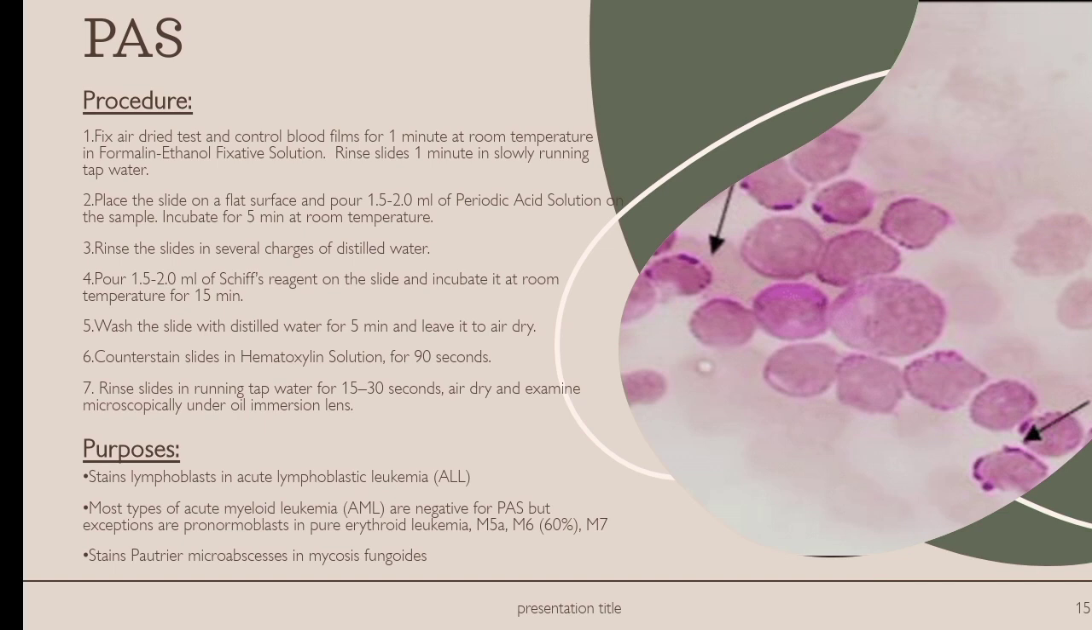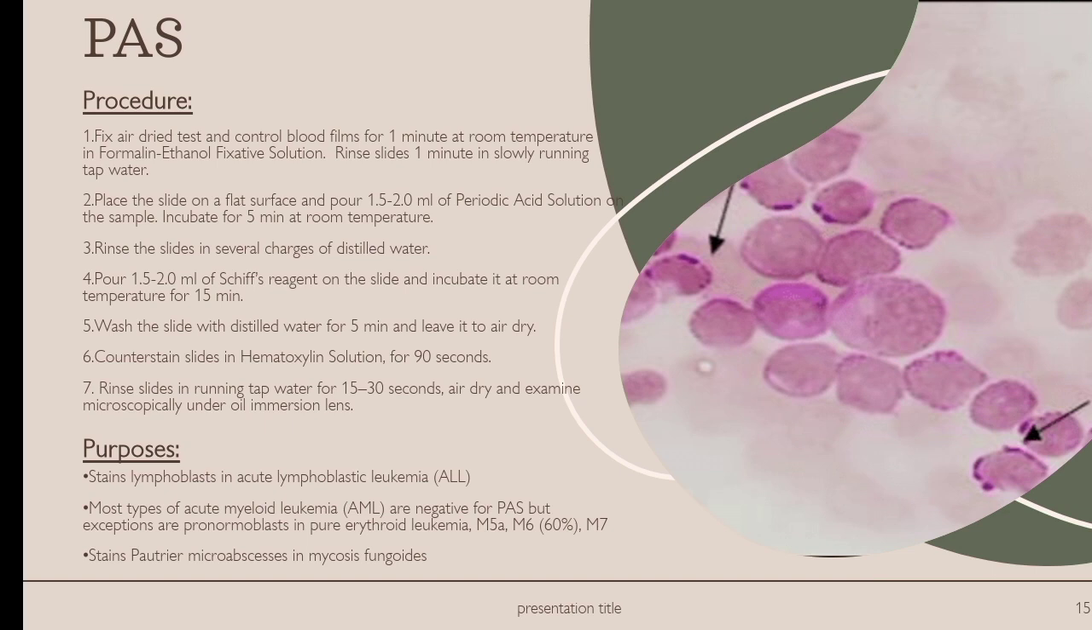Rinse the slide in several changes of distilled water. Pour 1.5 to 2 ml of Schiff reagent on the slide and incubate it at room temperature for 15 minutes. Wash the slide with distilled water for 5 minutes and leave it to air dry. Counterstain the slide with hematoxylin solution for 90 seconds. Rinse the slide in running tap water for 15 to 30 seconds. Air dry, examine microscopically under the oil immersion lens.